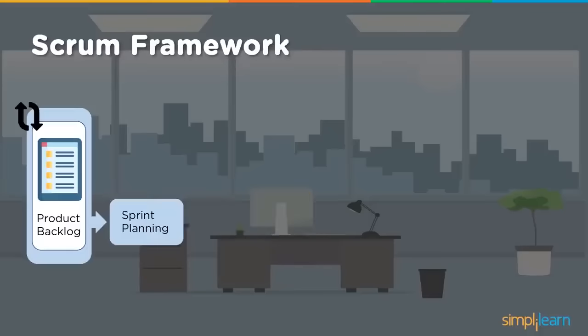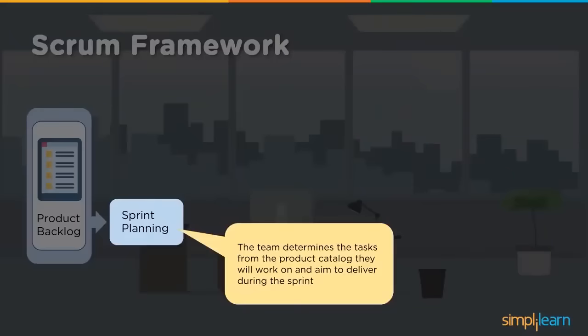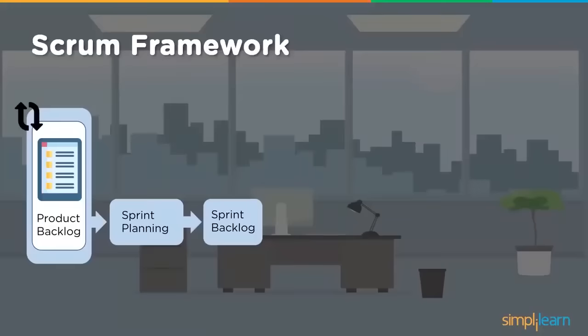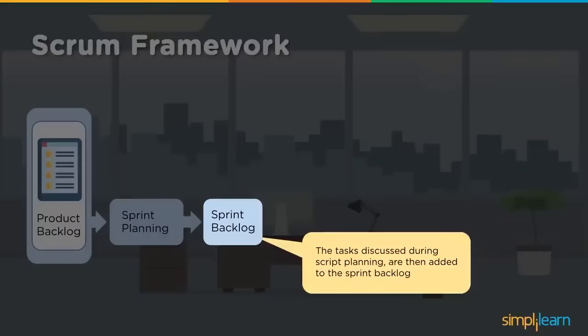So further, sprint planning happens, where the team determines the tasks from the product backlog they will work on and aim to deliver during the sprint. Now this is negotiated, understood, agreed, and then moves towards the sprint to get delivered. Then the sprint backlog holds the tasks discussed during sprint planning, the previous step, and added to the sprint backlog. Once it goes to the sprint backlog, as part of the time-boxed iteration, the deliverables should happen.